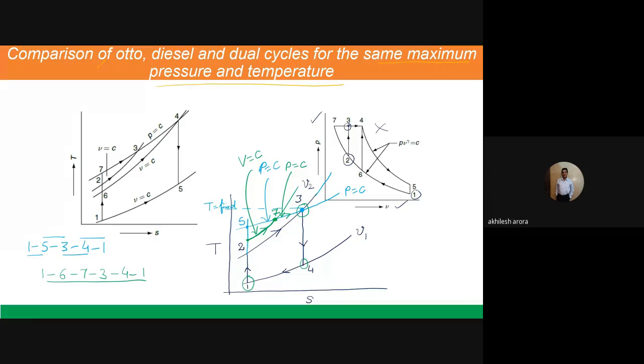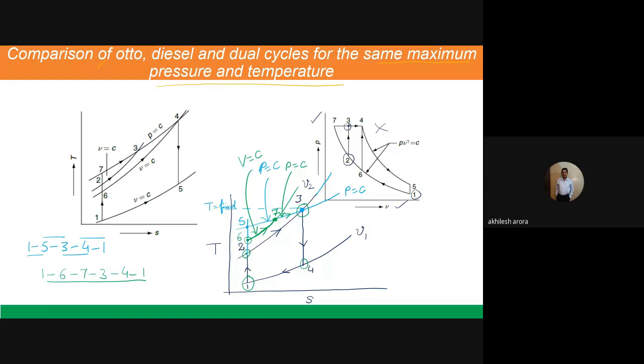Because we have to compare these three cycles for the same maximum pressure and maximum temperature, I can choose point number 7 and point number 2 as per my choice. But there should be both the processes of heat transfer, which is constant volume as well as constant pressure. So it means the point number 2, sorry, not point number 2, I am wrong here. This is point number 6 rather. Point number 2 was here. I'm sorry for the mistake.